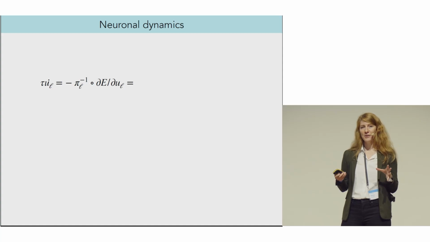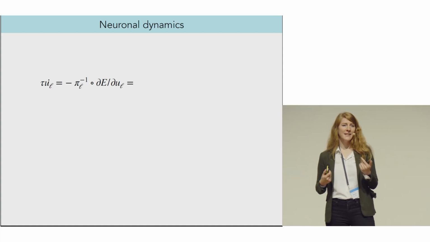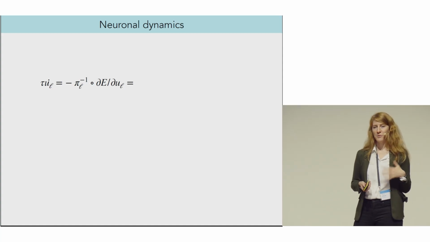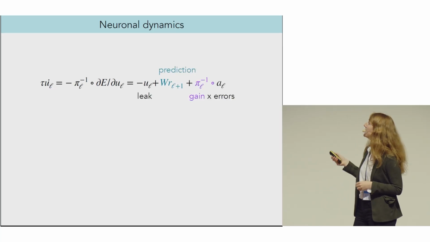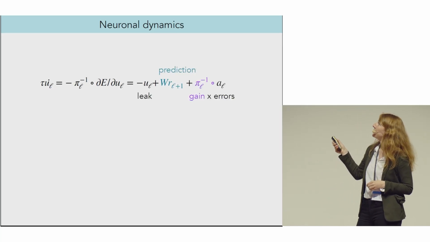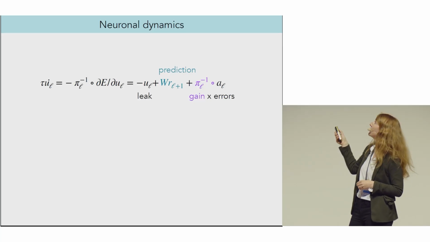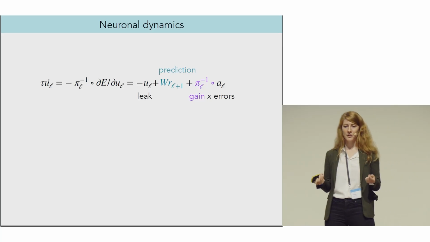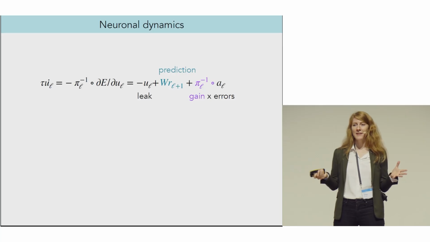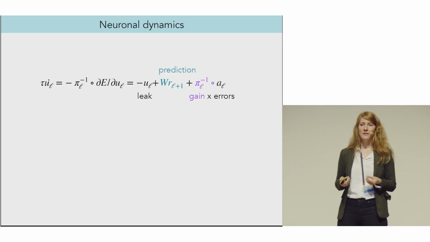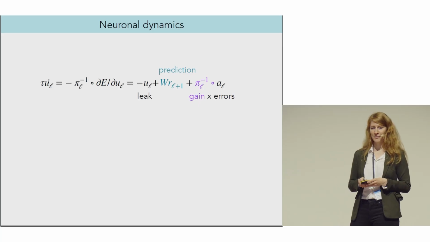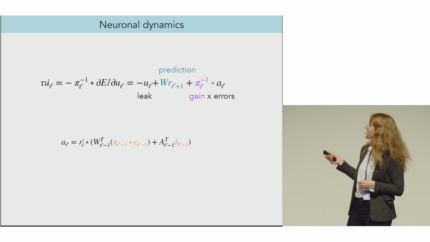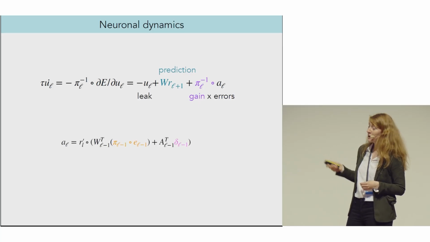So we can derive our neuronal dynamics from this energy by taking the gradient with respect to the current representation, which we call U here. And we get something that looks like this. So we have a leak term, we have the prediction input, and we have errors which are gain modulated by the uncertainty. So for the neuro people here, this resembles a bit the membrane equation from a pyramidal cell, for example. And these errors, here we see we have two kinds of errors now.